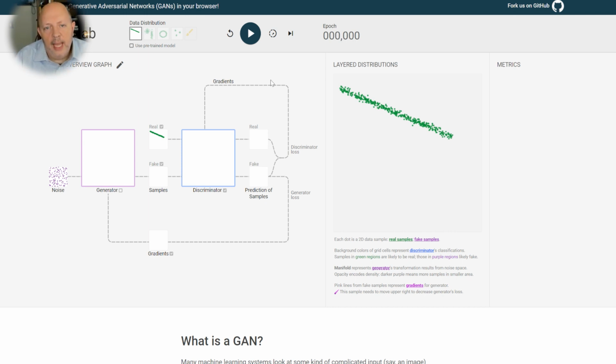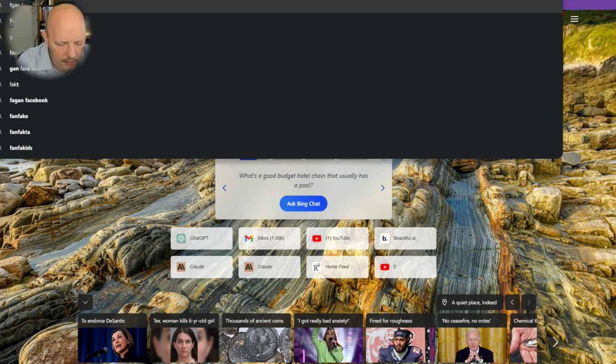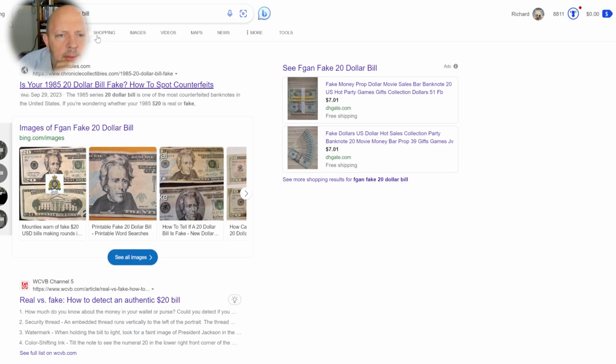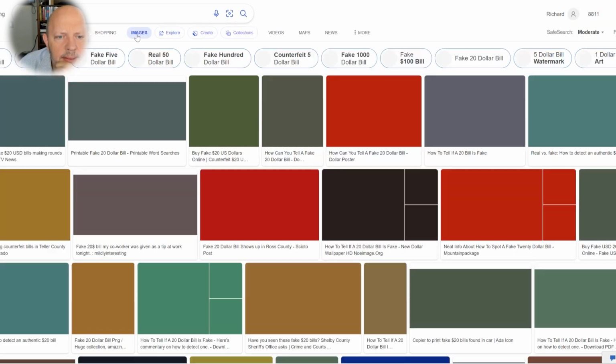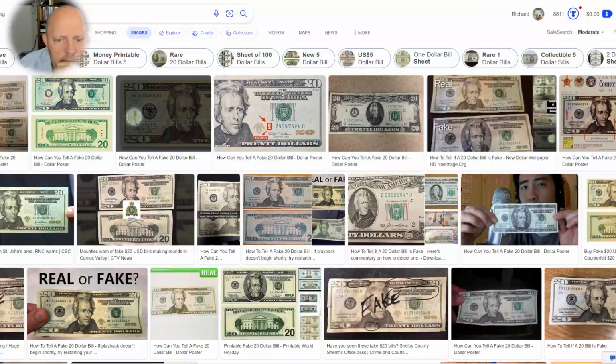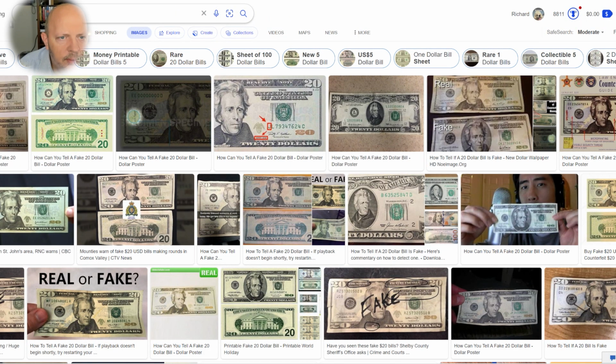Last week I talked about a GAN. And it's kind of hard to explain what a GAN is. I use the analogy GAN, fake $20 bill. I think that's a pretty common analogy. Well, maybe not. Maybe I'm the only one that's ever used that.